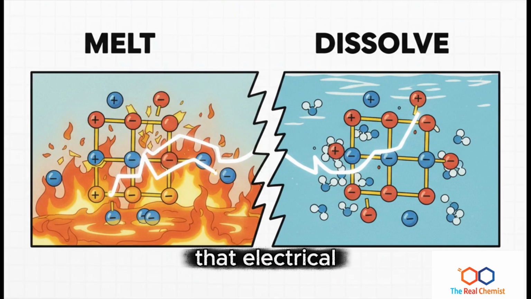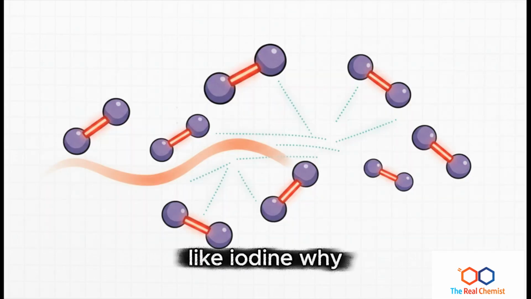How do we unleash that electrical potential? You just have to break the lattice. If you crank up the heat and melt the salt, or just dissolve it in some water, those ions are set free. Suddenly, they're mobile, they can move around and carry a charge, and your saltwater solution becomes a fantastic electrical conductor.